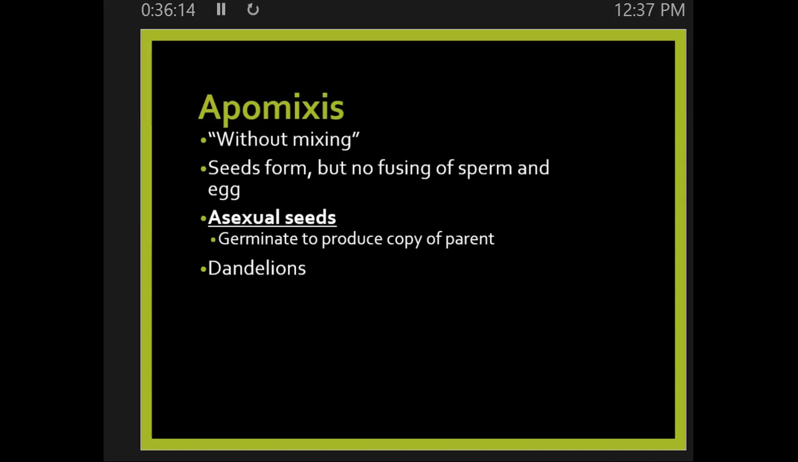Anyways, dandelions, amazing plant. All parts of the dandelion plant you can use. They're so useful. And they can do apomixis. How cool is that? Blackberries are another example. They can do this.